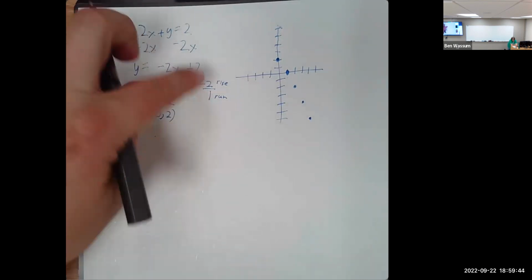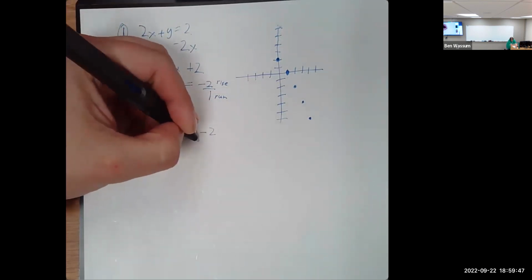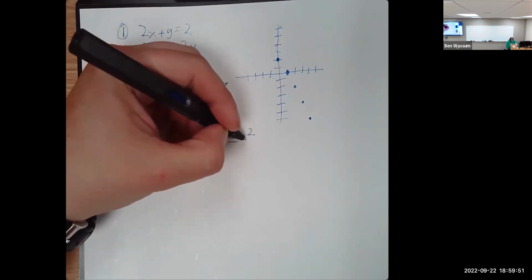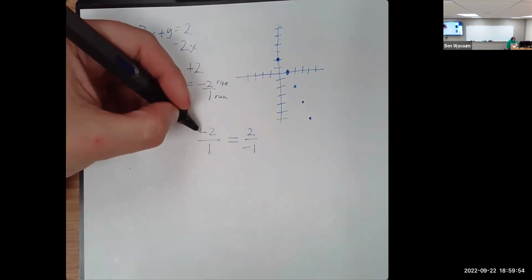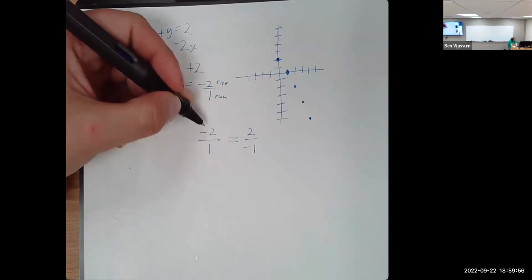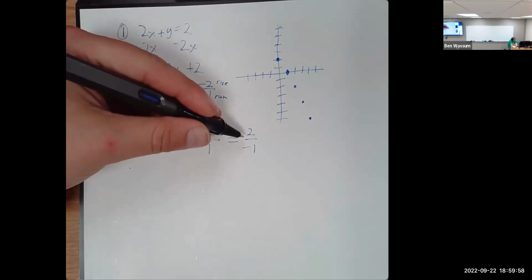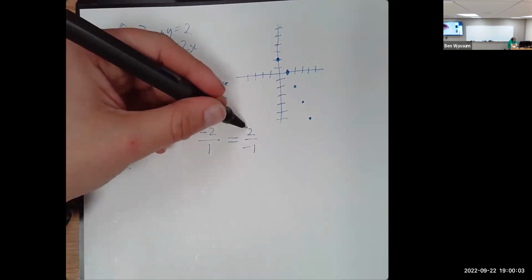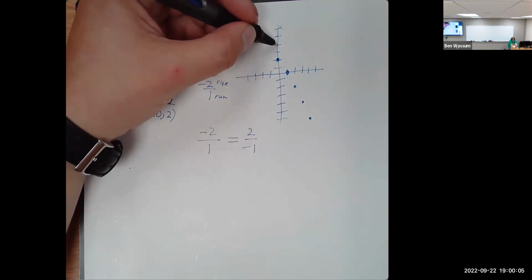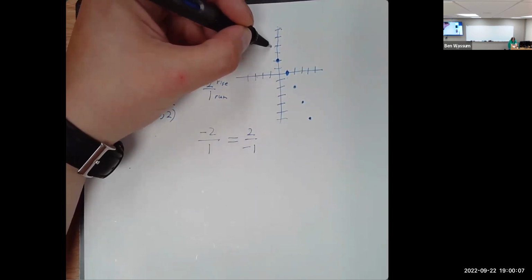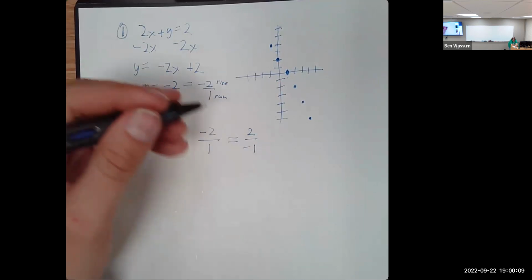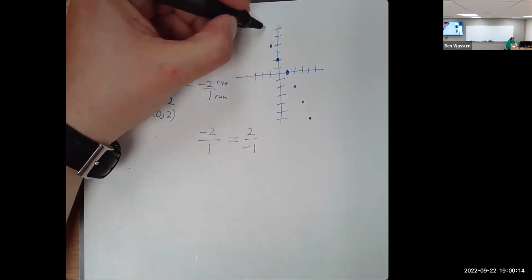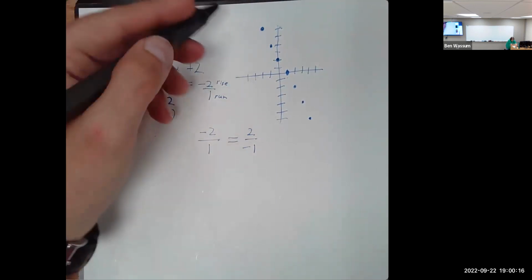You could even remember that this one would be equal to this one, because as long as I have 1 negative in here, these clean up the same. So that negative can kind of travel. So you could also think of this as going up 2 and back 1. You can go the opposite direction. Up 2, back 1.